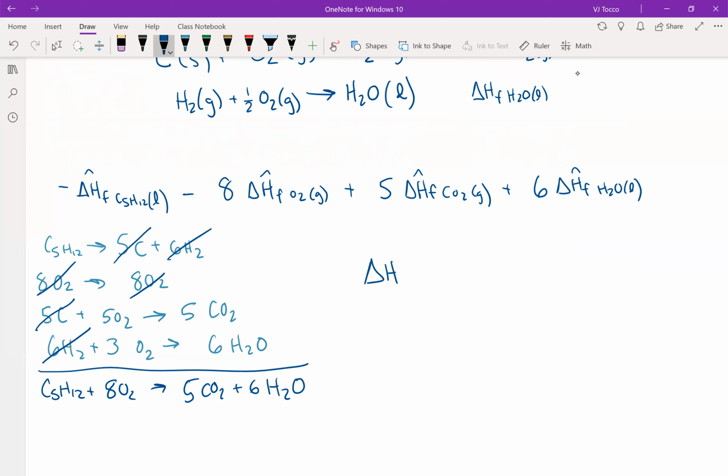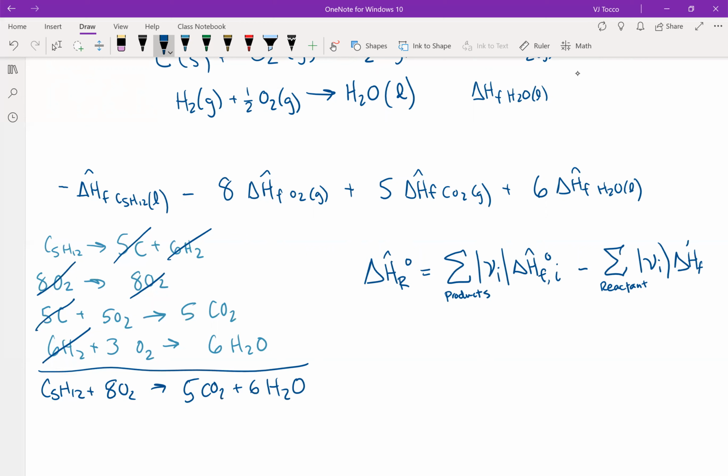You can simply derive the following formula that says the standard heat of any reaction is equal to the sum of the absolute value of the stoichiometric coefficient of the products times the heat of formation of that species. So we'll call that delta HF standard i, minus the sum of the reactants, same quantity: the absolute value of the stoichiometric coefficient times the standard heat of formation.